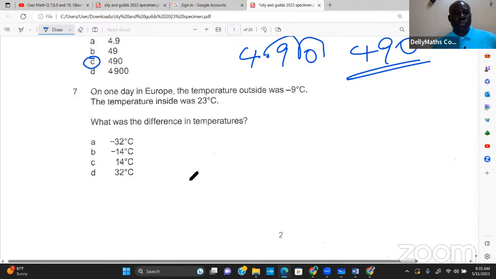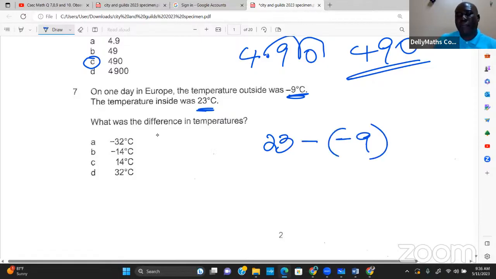Next question. This question says, on a day in Europe, talking about the temperature, it was -9 degrees. The temperature inside was 23. What is the difference? So you want to know what is the difference between 23 and -9 right there.